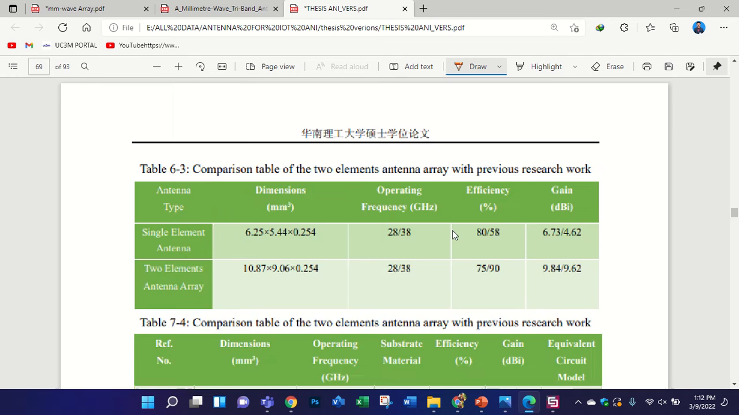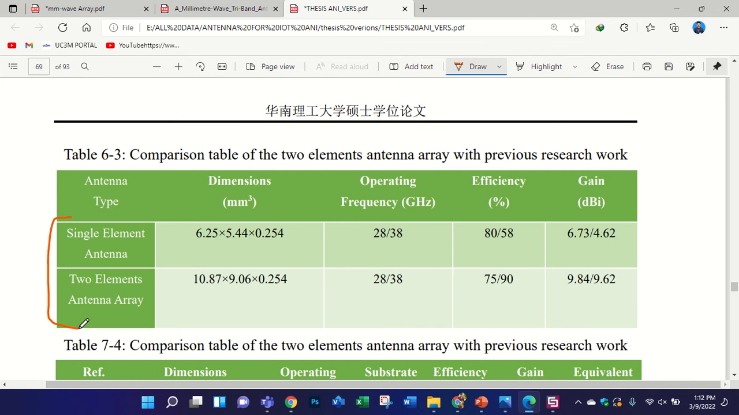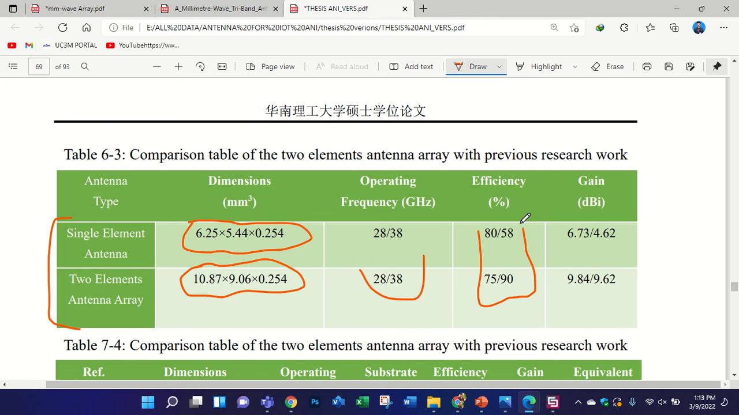This is the difference between the single element and the two elements antenna. The single element size was this one, and the two elements antenna array size this one. Both are operating at 28 and 38 gigahertz, and the efficiency is this one. And the size is increased from this one.